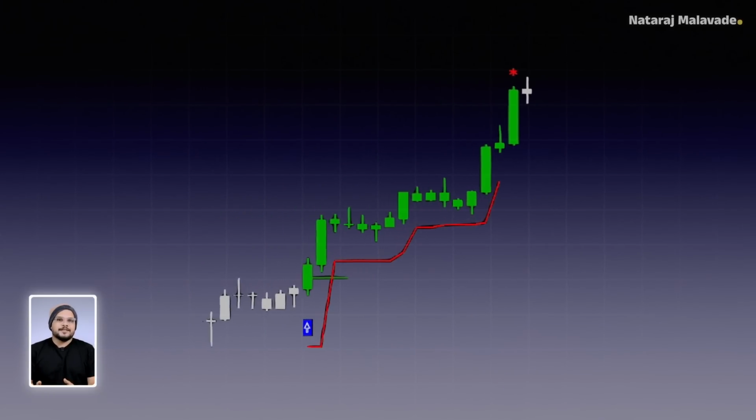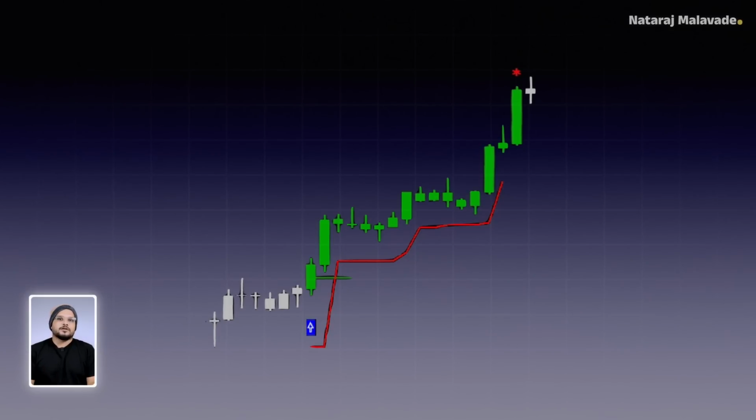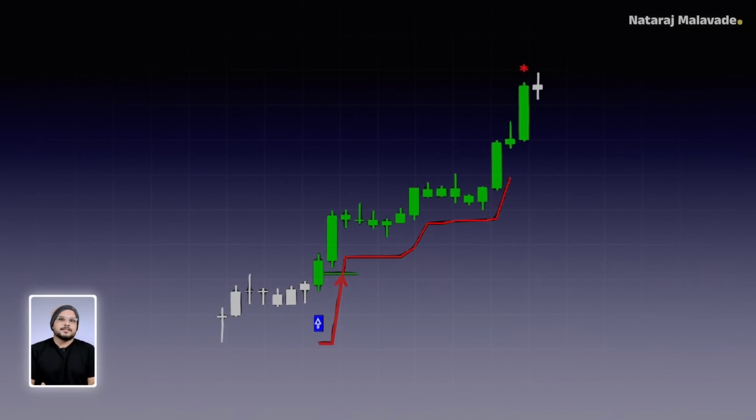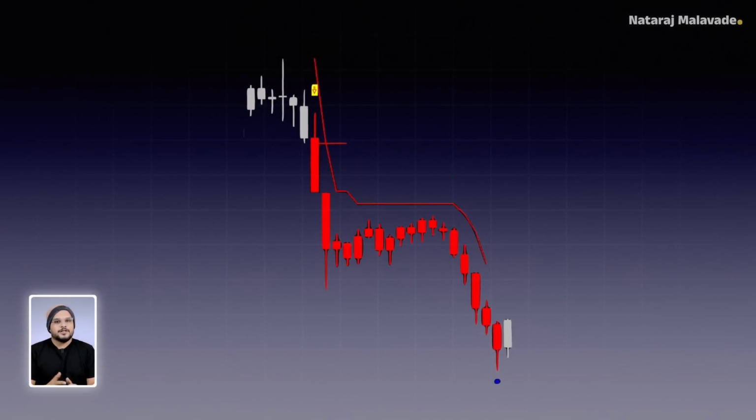Let's take some real life examples. Here is an example of a recent long trade where after entering the trade, the system trailed the stop loss according to the market's volatility. Now let's take a look at the short trade example here. So this is how it looked, and this is how we placed our stop loss in the recent short trade.